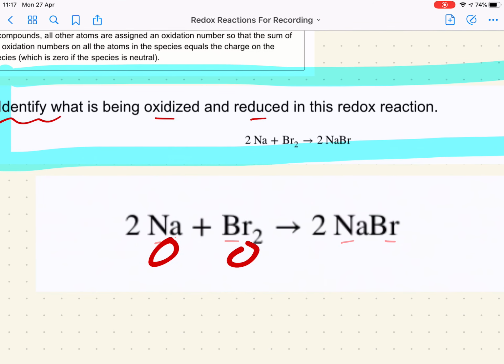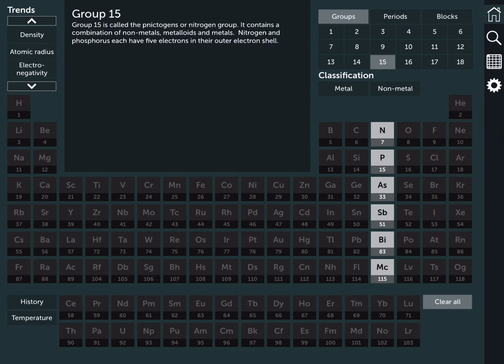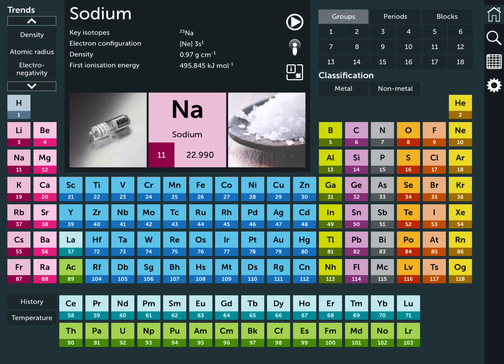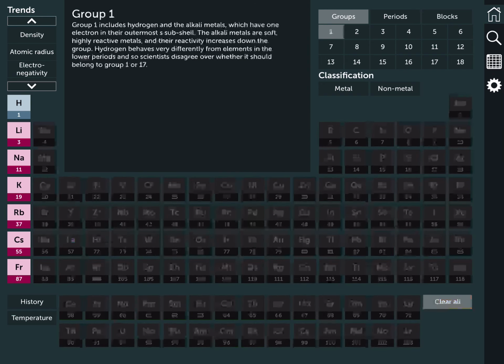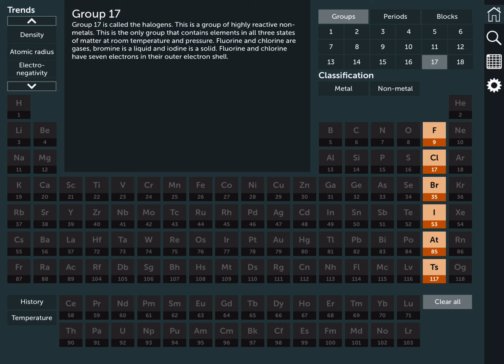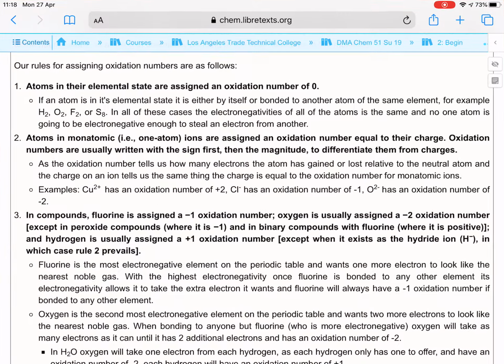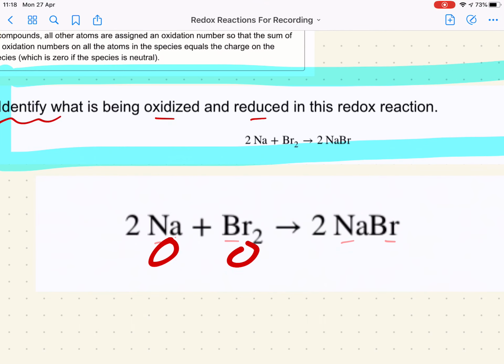Now, the NaBr. Can you recognize what type of compound this is? Hopefully you see that it's ionic. How would you know that it's ionic? Here we've got sodium, which is in group 1. That's a metal. And then we've got bromine, which is in group 17. Those are nonmetals. Metals and nonmetals make ionic compounds. So this is going to be ionic.